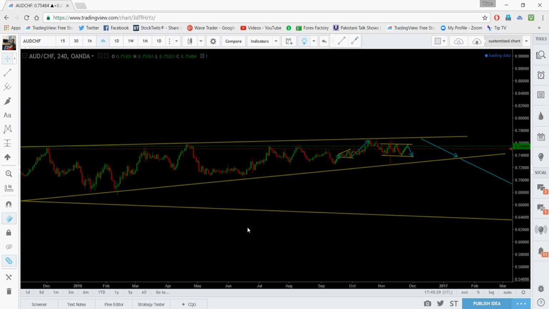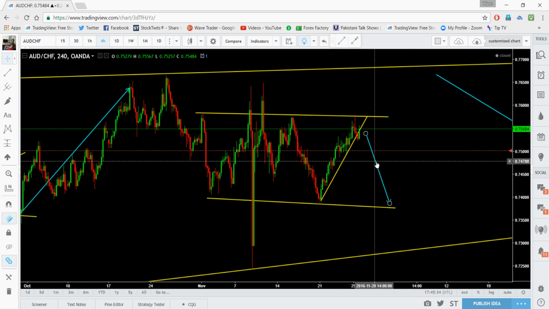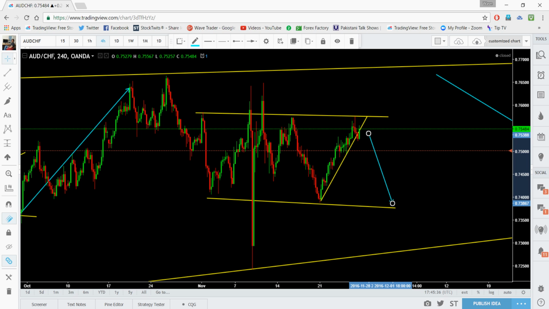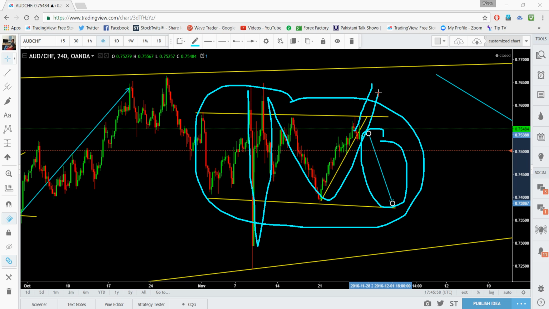If price comes close to the top, the short-term trade is this. But price can push further to the upside. Remember, this is not a nice structure, a nice pattern. You can see price is still in volatility mode. It can go up and down as well.